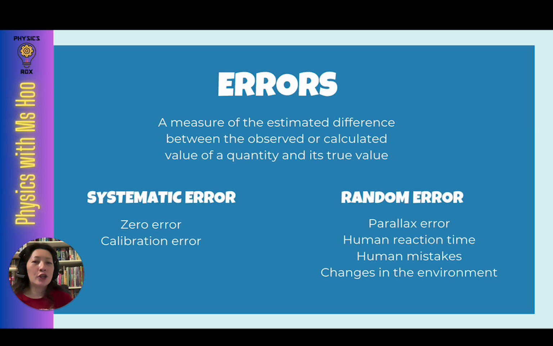So in English, you've learned the term error means mistake. In physics, it is something like mistake, but not quite. The term error specifically is used for measurements, and what error means is that it's a measure of the estimated difference between the observed or calculated value of a quantity and its true value. Wow, what does that mean?